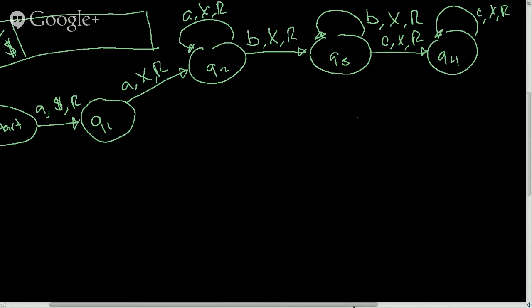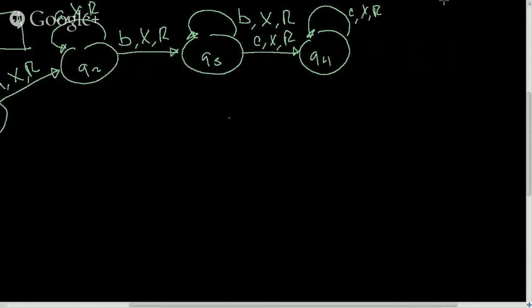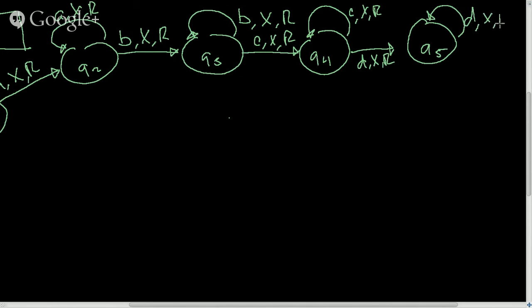Scroll over some more so we can have our D. If we see a D, write X and move right. Do that for as many D's as there are. And when we get to the end, which we see as B for blank, then we say blank, write blank, move right. And that's our accept state.